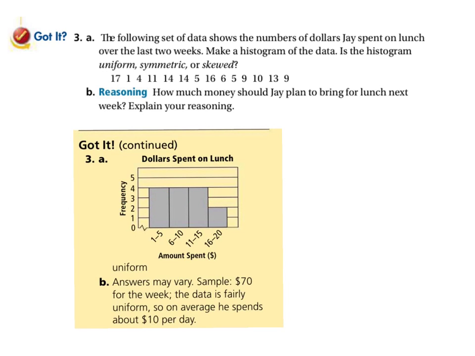So, B, how much money should Jay plan to bring for lunch next week? Explain your reasoning. Well, one idea might be to shoot for around $70, right? Because for the week, we're talking 5 days here. The data is fairly uniform, so the average he spends is about $10 a day. So there you go. Maybe a little bit more than that, to account for dessert someday or something.